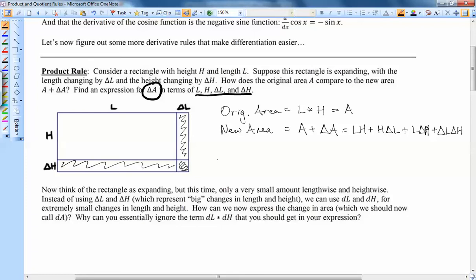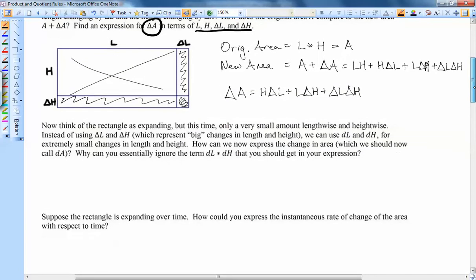Okay, so then if I wanted to write just what delta A is, that's just these three parts that are shaded, not this region, right? So that's going to be everything but the L h. So it's h delta L plus L delta h plus delta L delta h. So that's what we have. Okay, so let's scroll down.